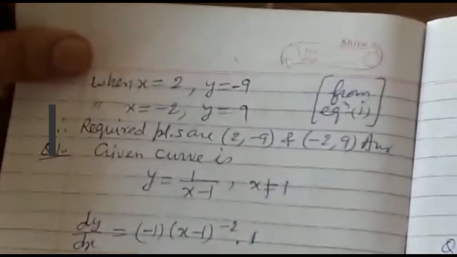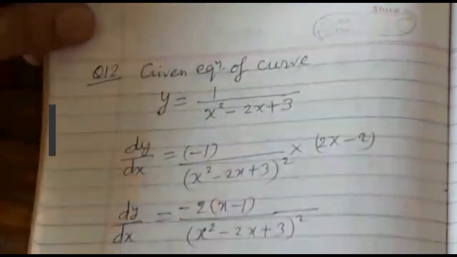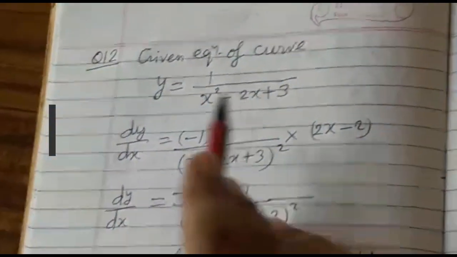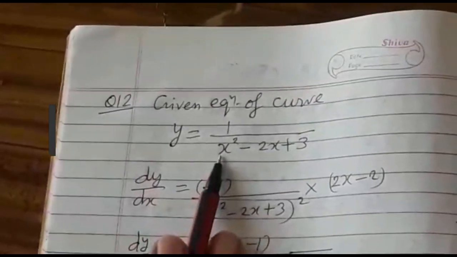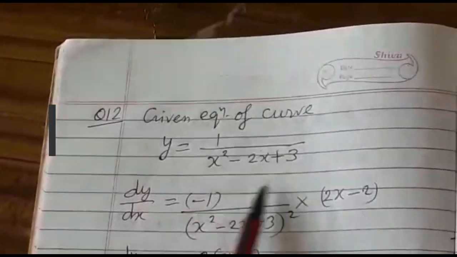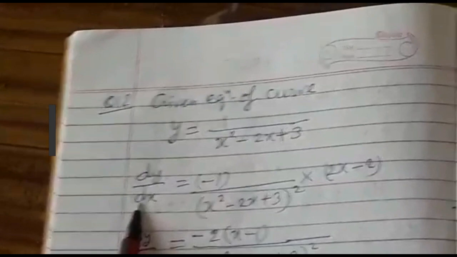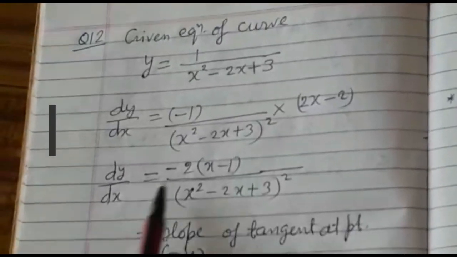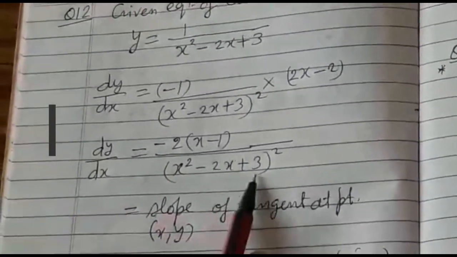So we will get the required points: (3, −20) and (−1, 12). Now some other type of problems, when we have to get tangents and normals. So I am taking question number 12, when we have to get the equation of the tangent. This is the given curve y = 1/(x² − 2x + 3). Now first of all, for the slope of the tangent, we are getting the value of dy/dx. Apply the quotient rule and we get dy/dx = −2(x − 1) upon (x² − 2x + 3)².